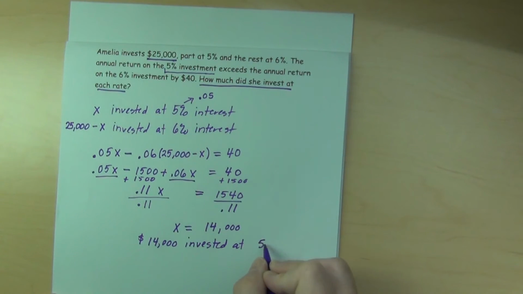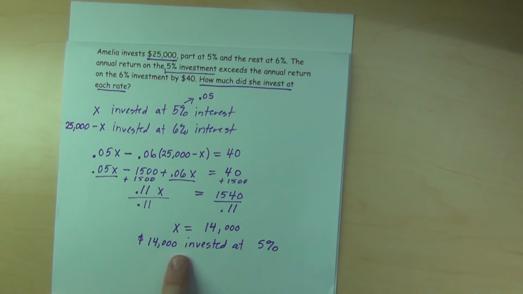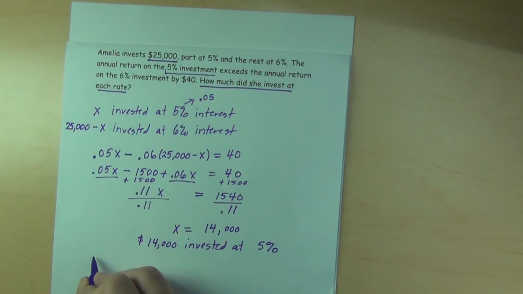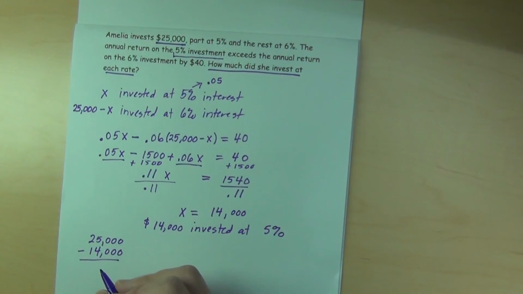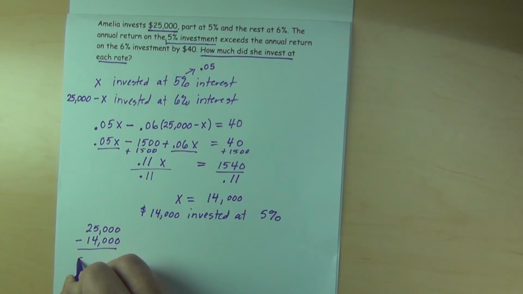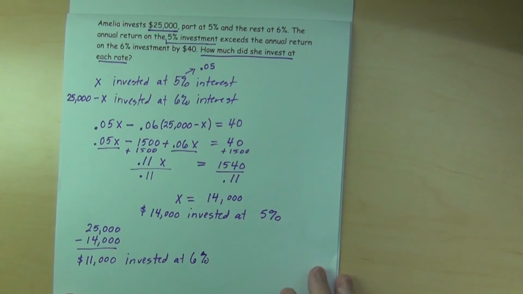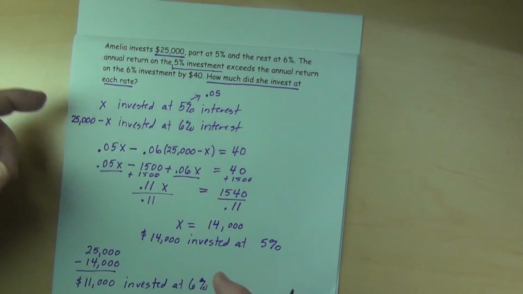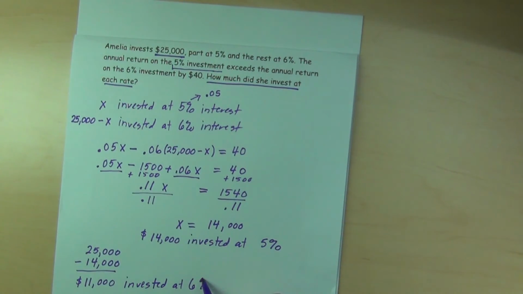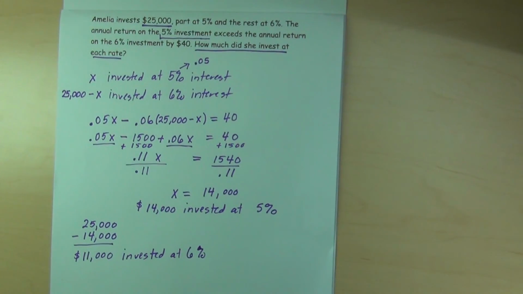at 5%. Okay, if she has 14,000 at 5%, then we know that you take the total amount of money, 25,000, and subtract the amount invested at 5%, and that will tell us how much is invested at 6%. So when I subtract this, I'm going to get $11,000 invested at 6% interest. And again, it's a good idea to check this. You can put this back in your original equation or check it some other way, but that's how you do that. All right.